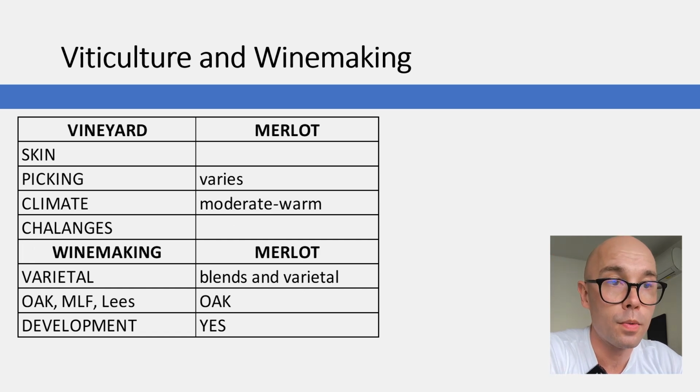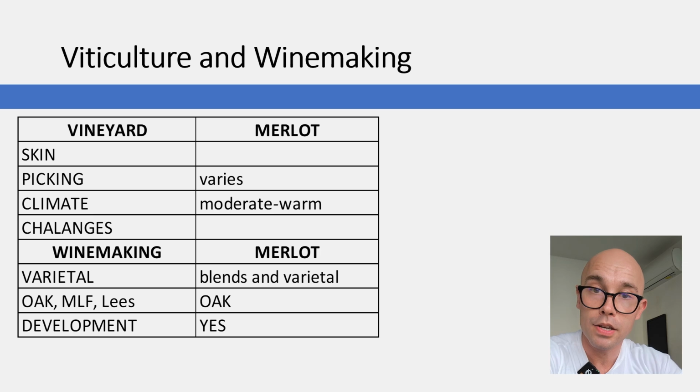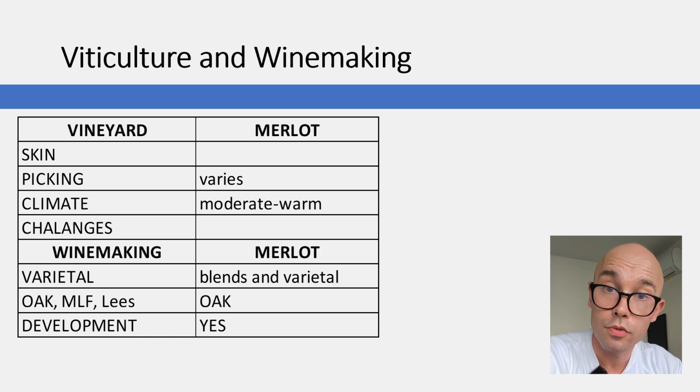Viticulture and winemaking, what is relevant? Picking time, like I mentioned: if you pick it a little bit earlier, you can make a more elegant, fresher style. If you pick it later, you can produce a fuller, richer style with more black fruit. Challenges are not relevant for Level 2 winemaking. It can be a single varietal wine, though not in Bordeaux. In Bordeaux it's always used in a blend.